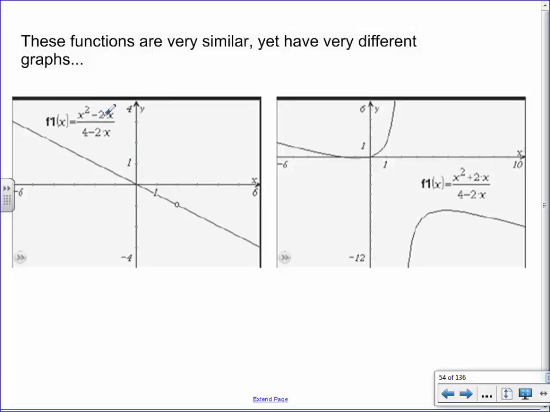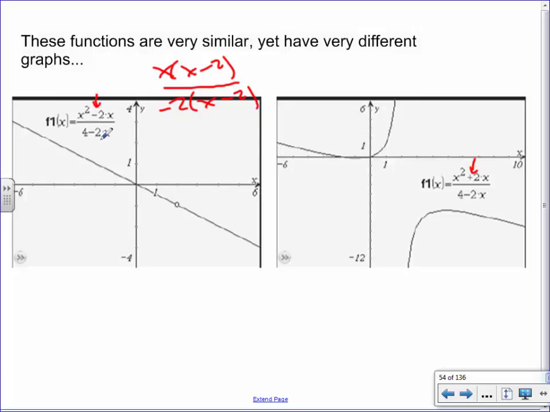This is x squared minus 2x over 4 minus 2x. And this is x squared plus 2x over 4 minus 2x. Can you guys see how the only difference between these graphs is a negative sign? That is the only difference, and it drastically changed the graph. Let's talk about why. If I were to factor this guy, I could factor it to x, bracket x minus 2. And on the bottom, I could factor out, say, a -2. And it would also leave you with x minus 2.